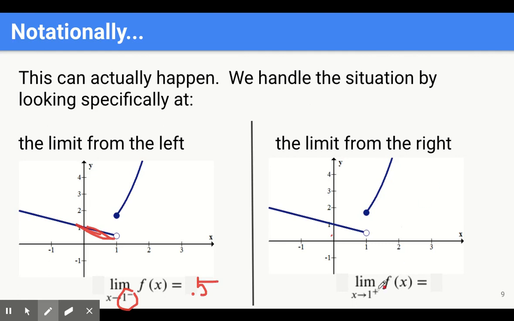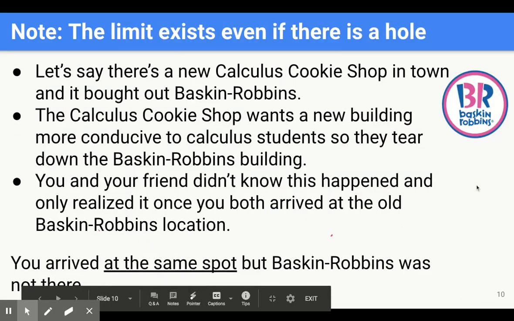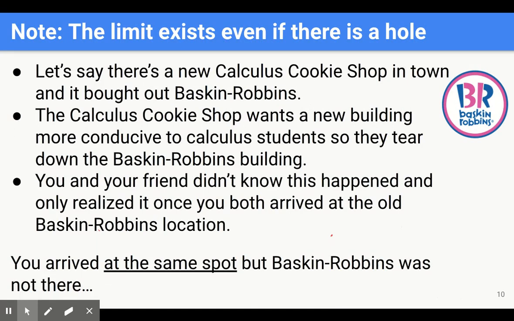Whereas when we're going from the right, that is a little more than 1, so there's a little plus. In this case, we seem to be going towards 2. So the limit exists even if there is a hole.